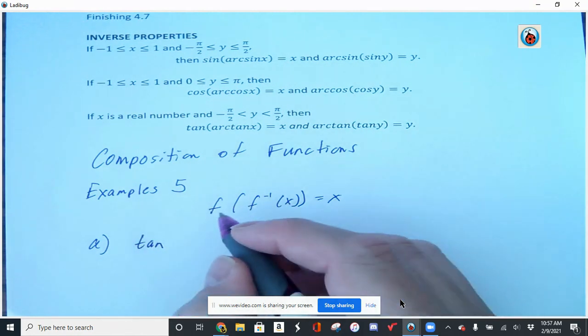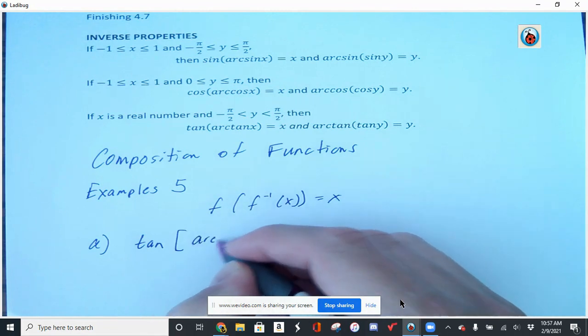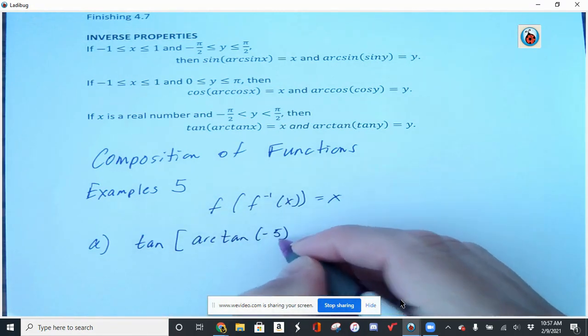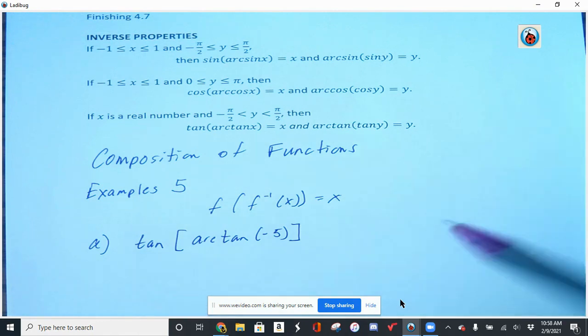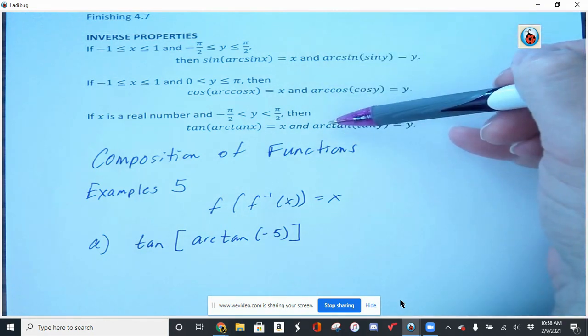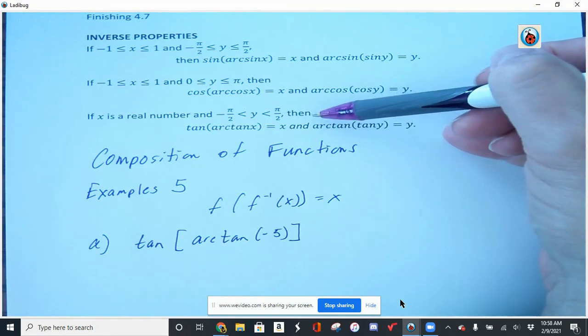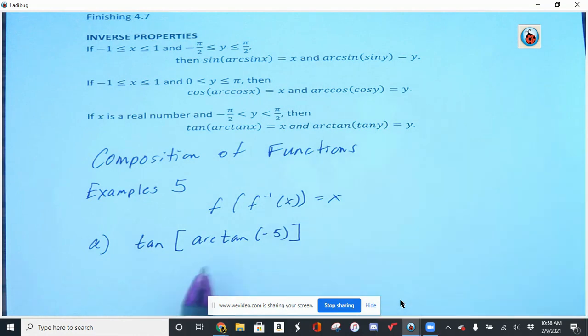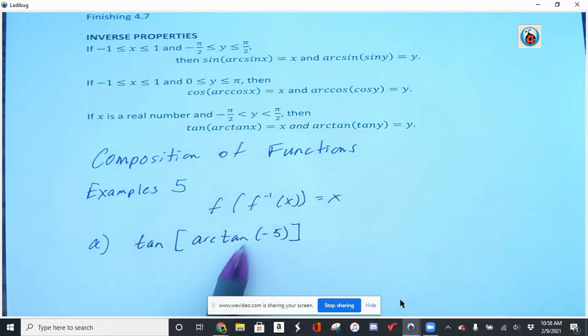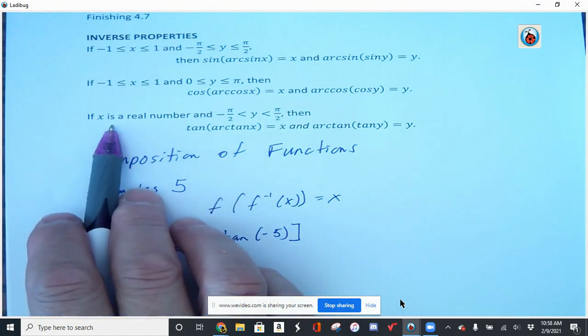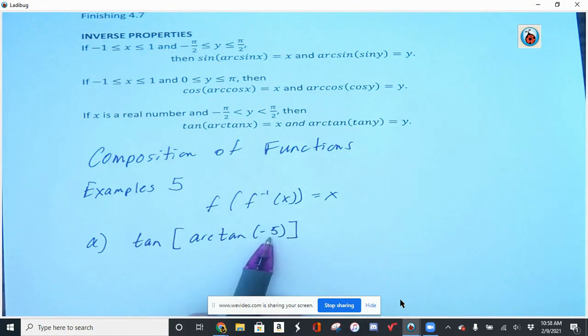So here's the first one. This is your composition of functions. I want to find the value of this, and once I find it, I'm going to apply it to the tangent. Before I move on, though, I've got to make sure that it fits the rule that it gives us for the inverse properties. I'm looking at tangent and arctangent, that's this third line right here. The arctangent is inside the parentheses, which means the x is with it, so my x value is -5. It says if x is a real number, and -5 is definitely a real number. Okay, that fits.